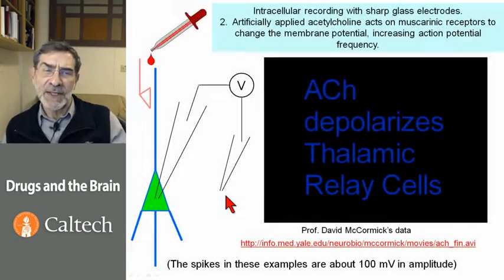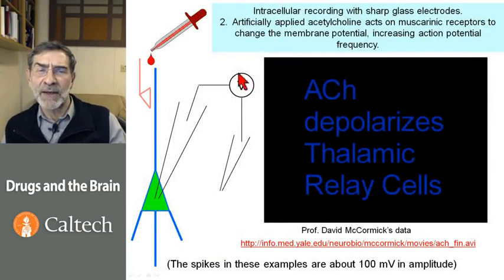In this next experiment, David McCormick and his colleagues are again recording between the inside and the outside of a neuron. This neuron has acetylcholine receptors, not the nicotinic type that we've been discussing in previous mini lectures, but a muscarinic type. And here they are adding acetylcholine to the vicinity of the neuron.